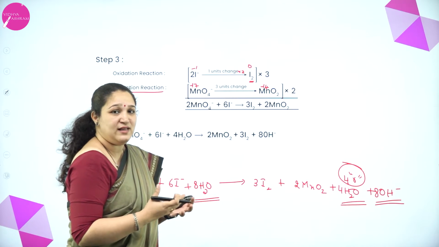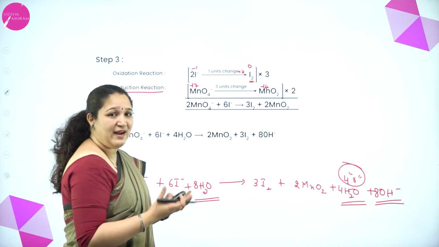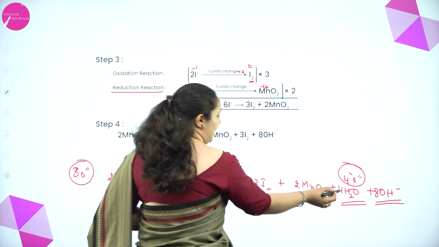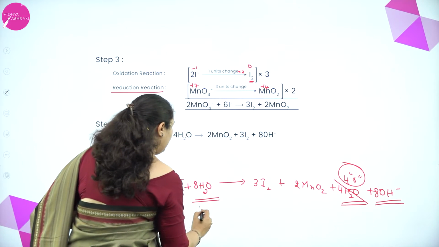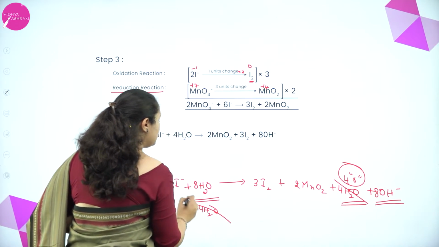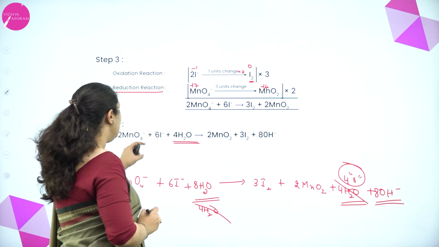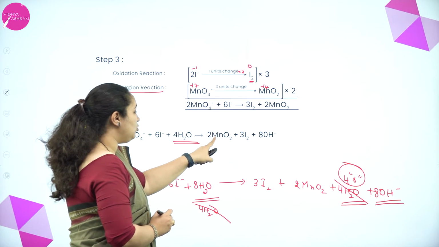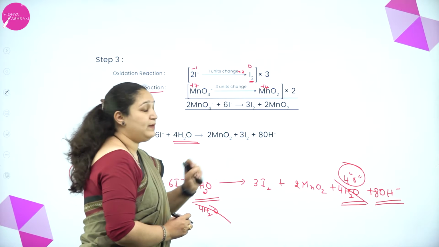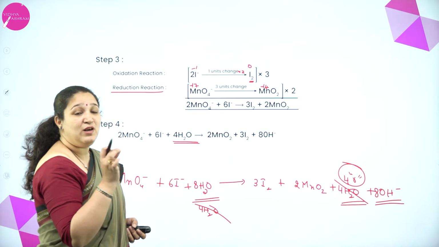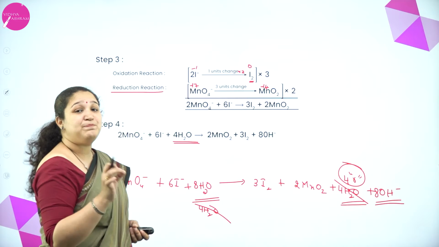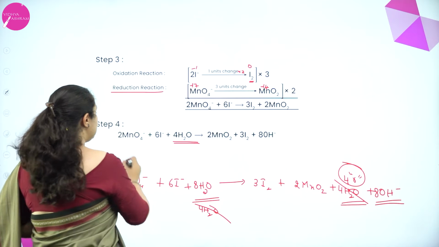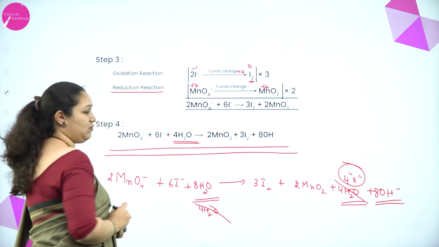Now I have to cancel where it is lesser, and only the remaining I have to write on the other end. So here I have 8, here I have 4. So this 4 and here 4 H2O molecules get cancelled. So 4 will remain, which I'll write here. So it will be 2MnO4 minus plus 6I minus plus 4H2O giving 2MnO2 plus 3I2 plus 8OH minus. Because it is basic medium, H plus ions are not used for balancing. Okay. So this is my balanced chemical equation.